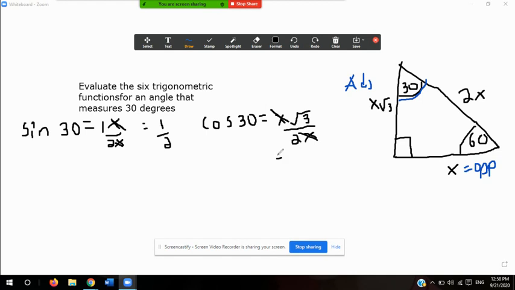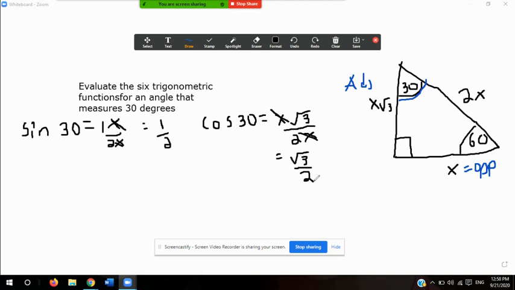So we say that the cosine of 30 is the square root of 3 over 2. So that's what the cosine of 30 would be.